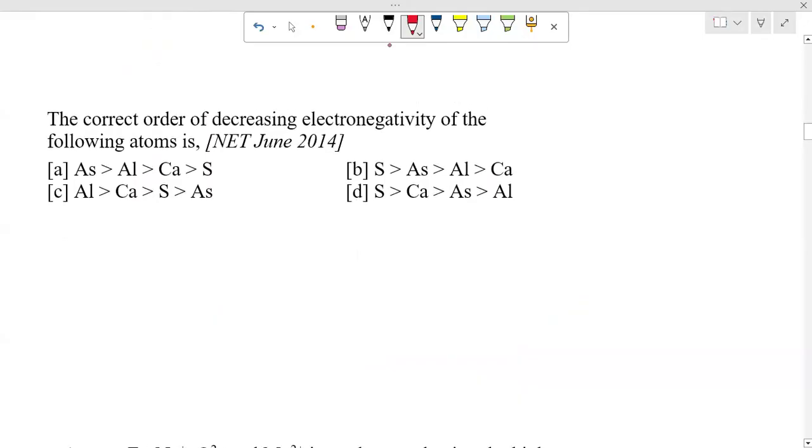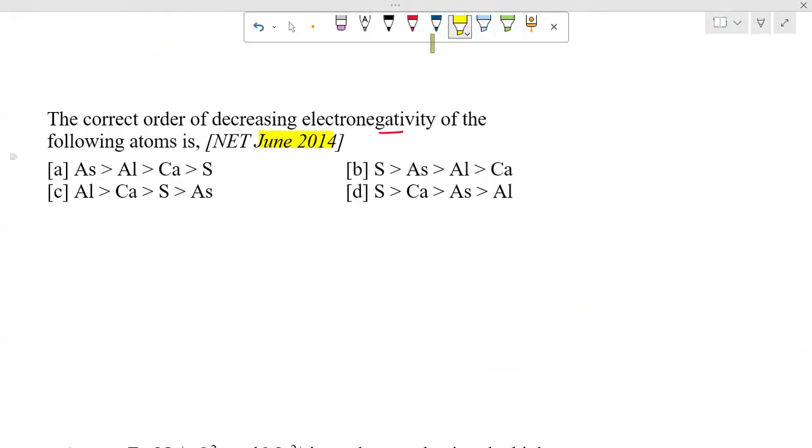Next question. The correct order of decreasing electronegativity of the following atoms, question asked in June 2014. So there were 2 questions which were asked in general inorganic chemistry in June 2014.